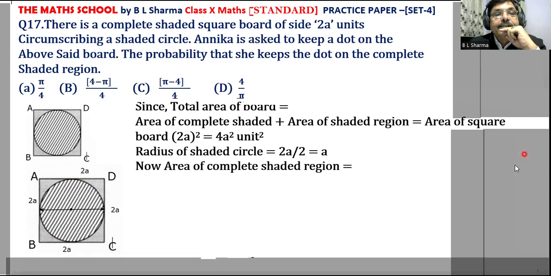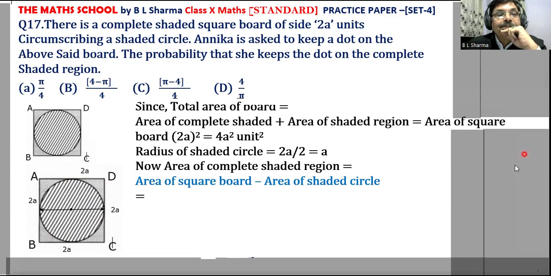First we get the radius. Area of the complete square board minus area of circle, that is 4A square minus pi A square. Because area of circle is pi into radius square, and here radius is A, that is why, A square common, 4 minus pi. Which region is required? See here, this, that is this one.